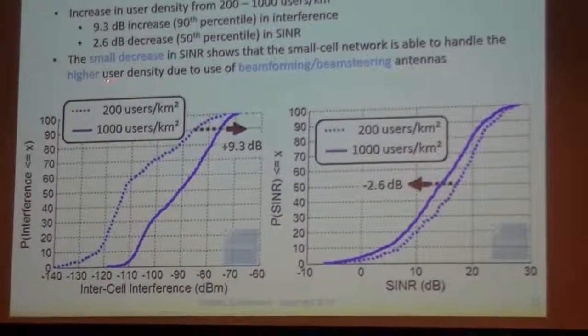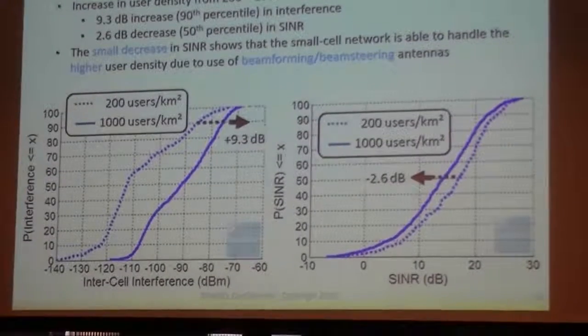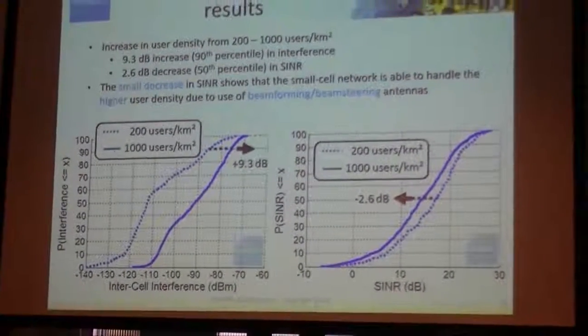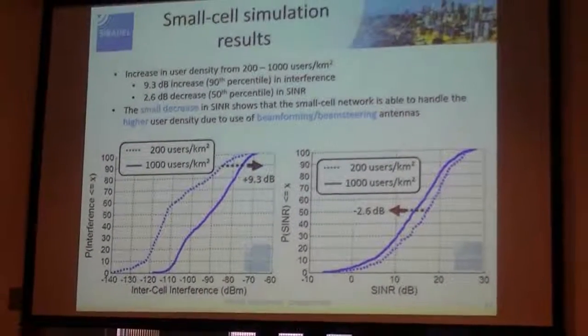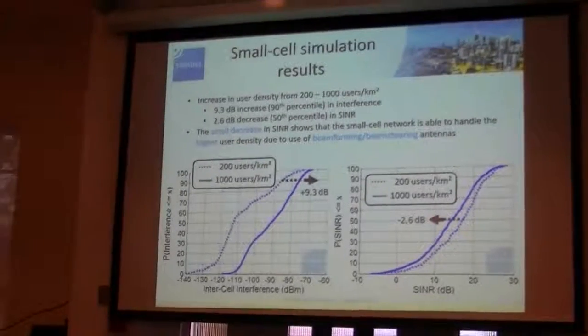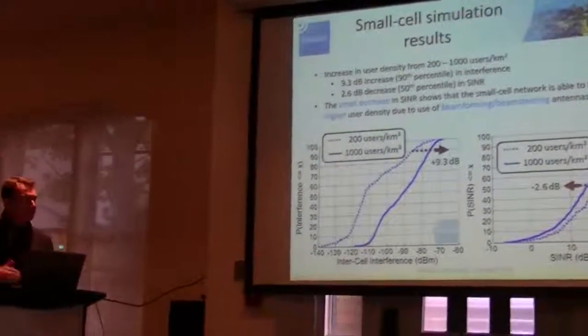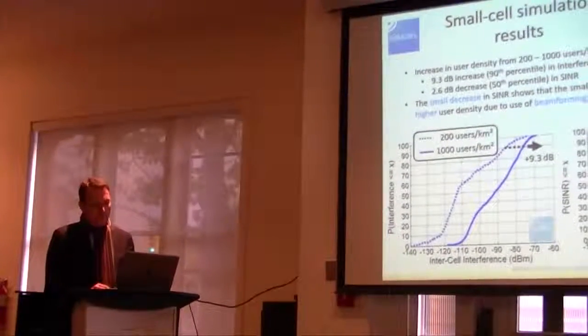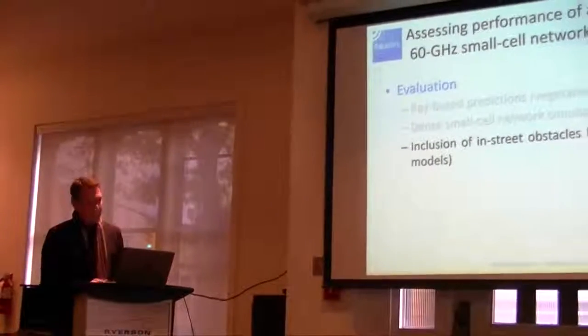And actually, this small decrease in the SINR shows that the small cell network has been able to cope with the higher user density, mostly through the antenna processing, the beamforming and beam steering. So even if there are a lot of intercell interferences, the network is still operating quite well.